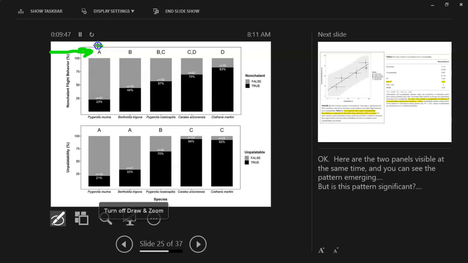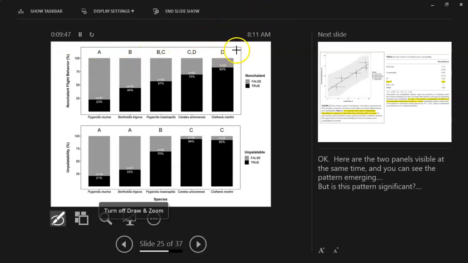So let's take our first example up here at the top. This species has the letter A, and we do not see an A in any of these other categories. That means that this species was significantly different in terms of the outcomes here. They were significantly less likely to show nonchalant flight when compared to each of the 4 other species. Okay. Let's go through another example of that.